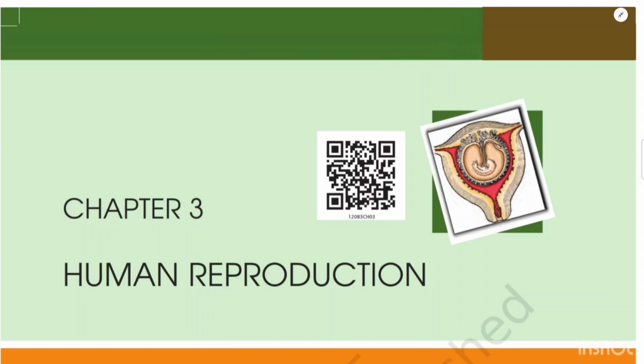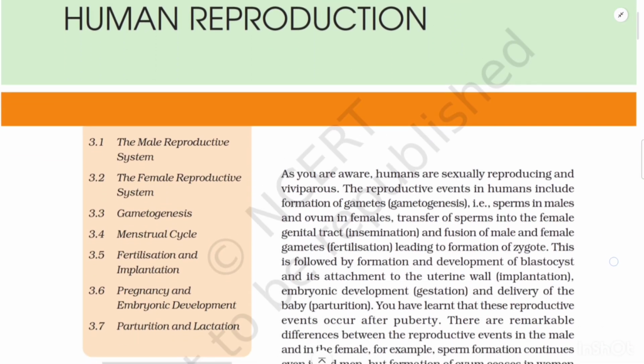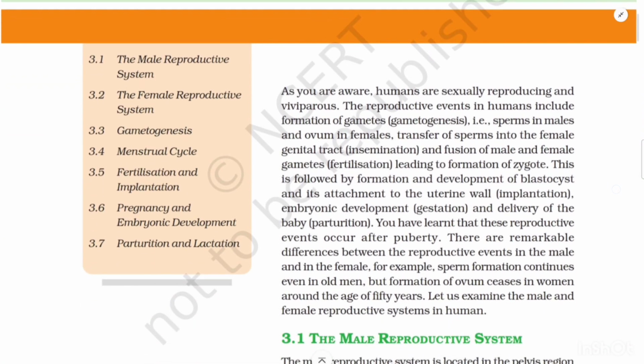Chapter 3: Human Reproduction. As you are aware, humans are sexually reproducing and viviparous. The reproductive events in humans include formation of gametes, that is gametogenesis, that is sperms in males and ovum in females, transfer of sperms into the female genital tract, that is insemination, and fusion of male and female gametes, that is fertilization, leading to formation of zygote.